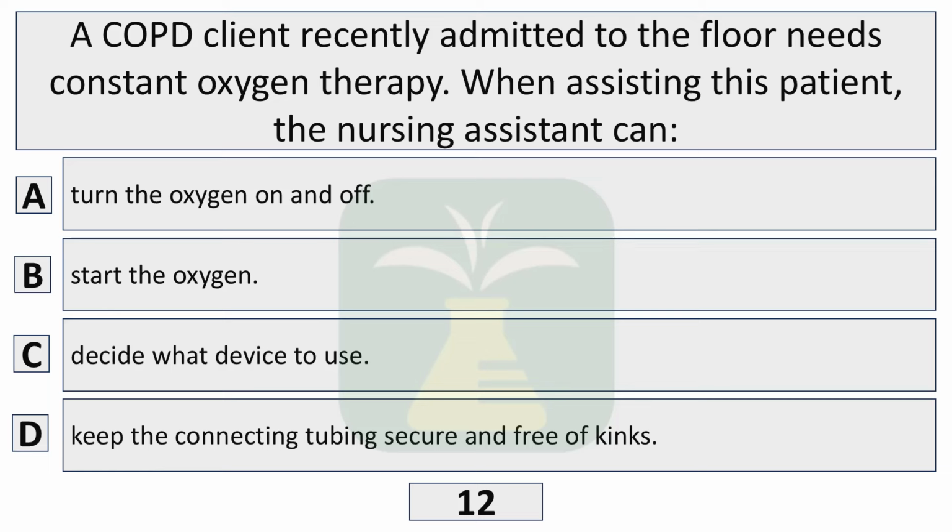A COPD client recently admitted to the floor needs constant oxygen therapy. When assisting this patient, the nursing assistant can: A. turn the oxygen on and off, B. start the oxygen, C. decide what device to use, D. keep the connecting tubing secure and free of kinks.